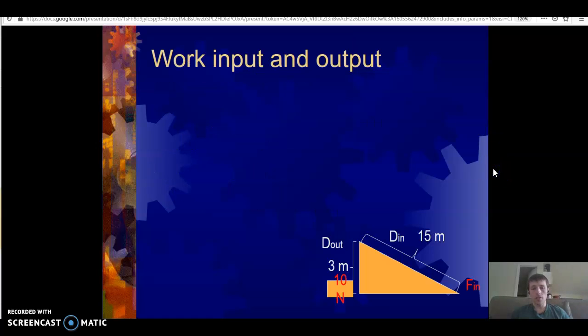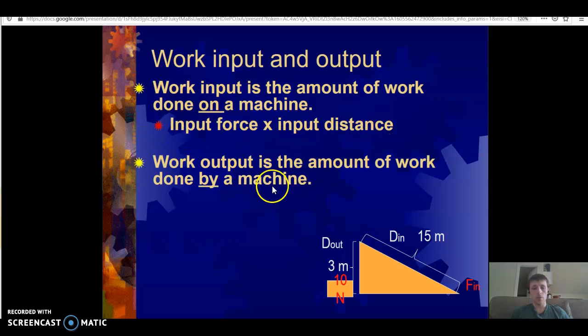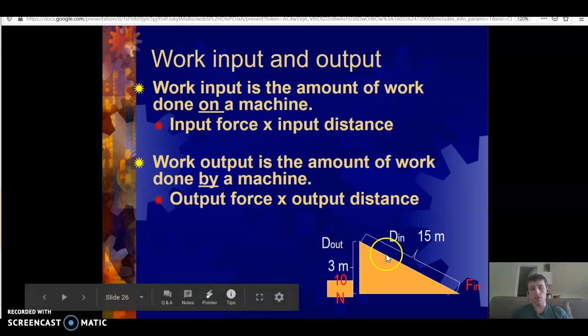Now, how do we actually figure out how much mechanical advantage you have in an inclined plane? Well, remember that the work input is the input force times the input distance, and the work output is the output force times the output distance. So in this particular case, if our output is 10 newtons times 3, that being the distance, we could find the force input by saying it's some kind of input times 15, right?